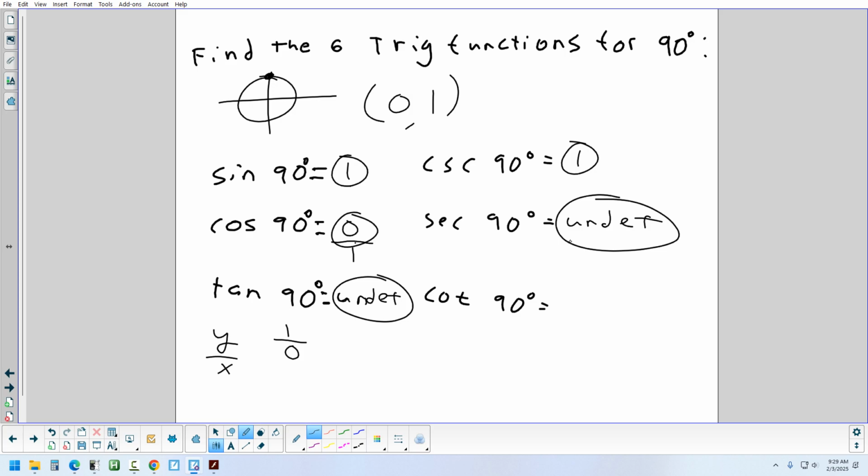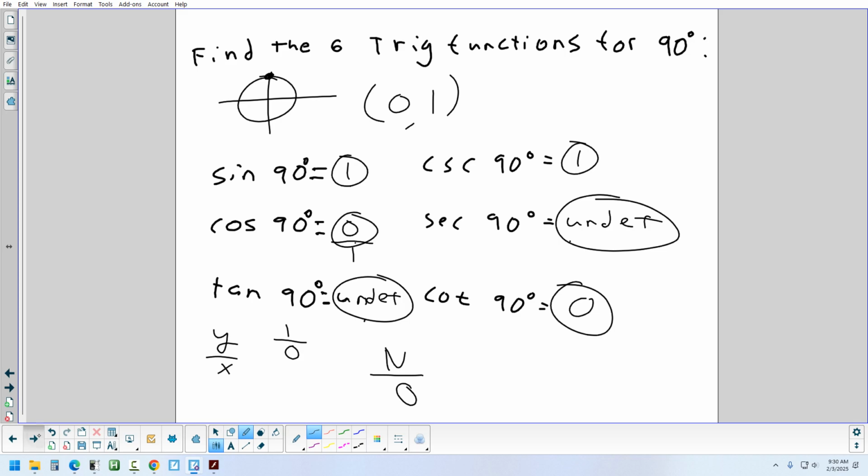How about when you flip undefined? You get 0. Because this is 1 over 0, that's undefined. When you flip it, it becomes 0 over 1, and 0 over 1 is 0. So a number divided by 0 spells no. You can't do a number divided by 0. No. Don't do it. So no means you can't do it. It's undefined. Any questions on your 6 trig functions there?